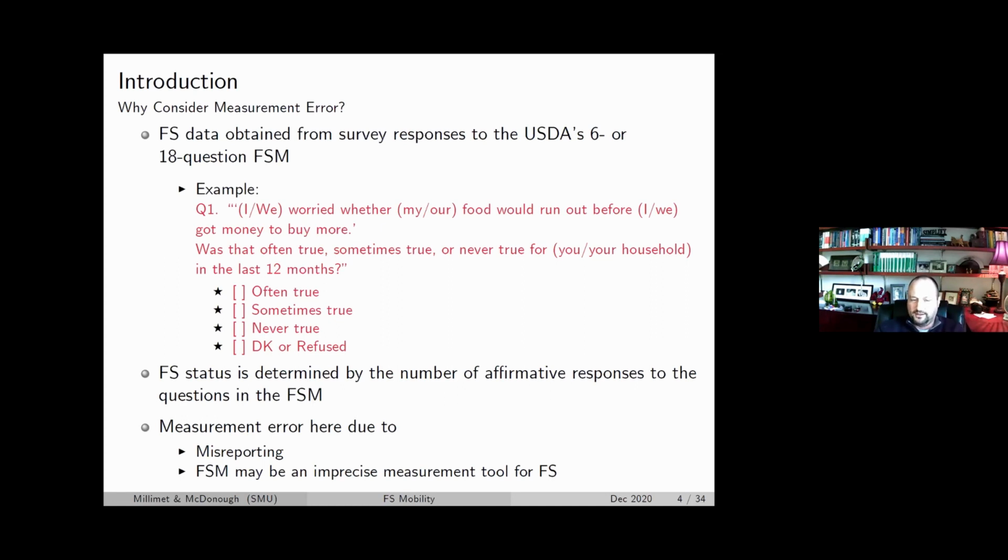People might have different kind of standards, reference points when they're answering these questions. So all these things kind of go into thinking about measurement error in people's self-responses to these questions.